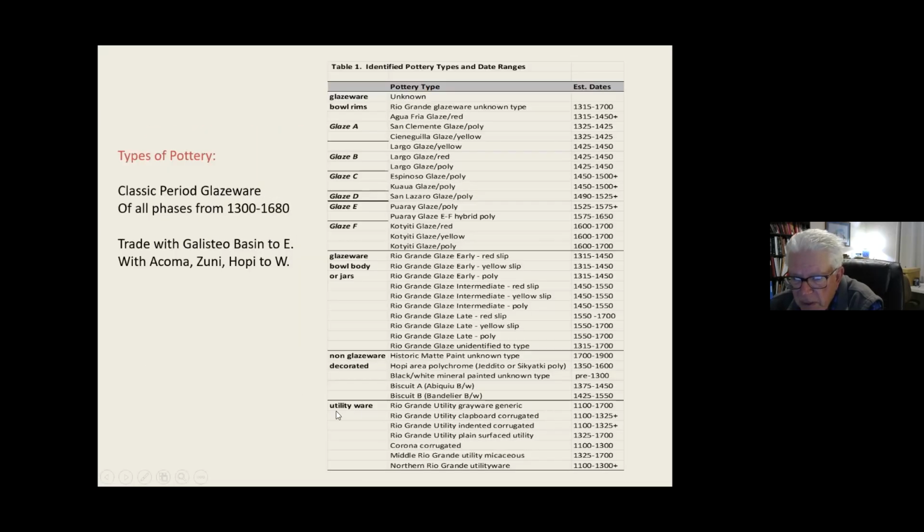And of course we have mountains of utility ware, gray ware, cooking ware, right? Corrugated pottery with exposed coils around the outside gave way after a while, probably around 1450 or 1500, to plain surfaced utility. And so the corrugations basically disappeared, and all you had was a large plain gray cooking jar. There's even a little bit of micaceous and a little bit of Corona corrugated. It's interesting that even utility ware traveled sometimes, and we get some evidence of transportation of corrugated or utility wares that probably were carrying liquids, possibly.